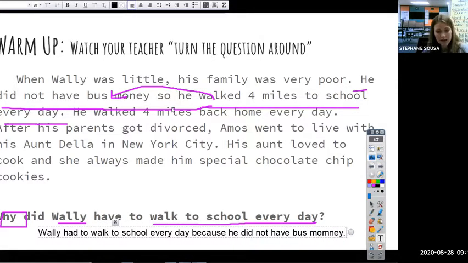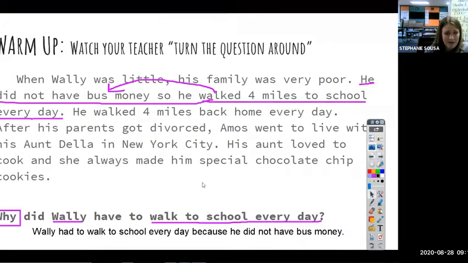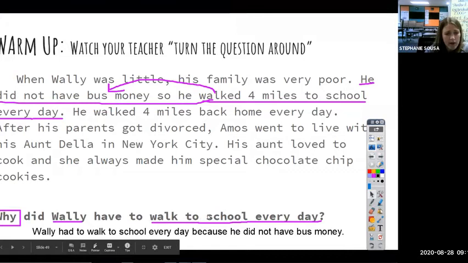All I do is copy that question and evidence. I didn't even really have to come up with how to spell a lot on my own because it's right in front of my face, okay? So why did Wally have to walk to school every day? Look at the evidence. Walk to school every day. And then I use the question words and my evidence to create my answer, okay?